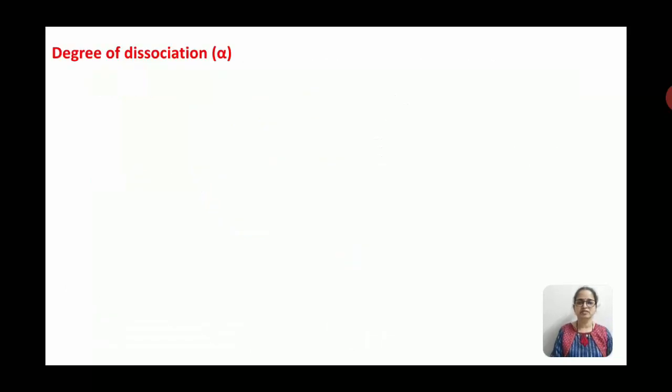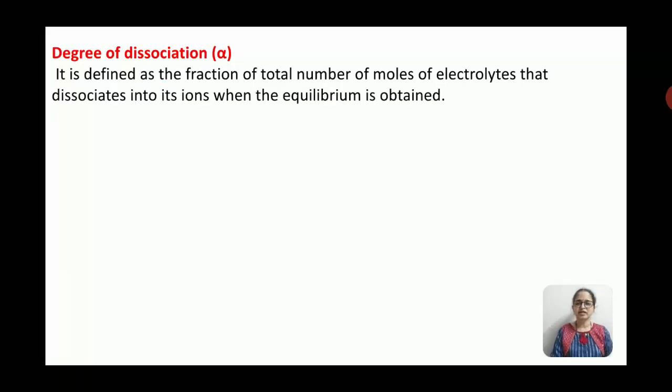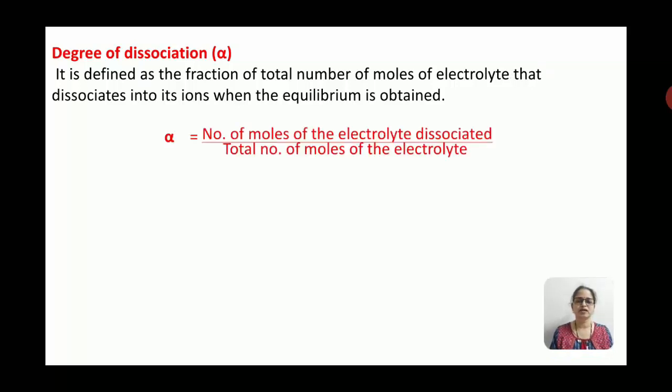After this, we will see the meaning of degree of dissociation. The symbol is alpha. The degree of dissociation is defined as the fraction of total number of moles of electrolyte that dissociate into its ions when the equilibrium is obtained. See the formula. Alpha is equal to number of moles of electrolyte dissociated upon total number of moles of electrolyte.